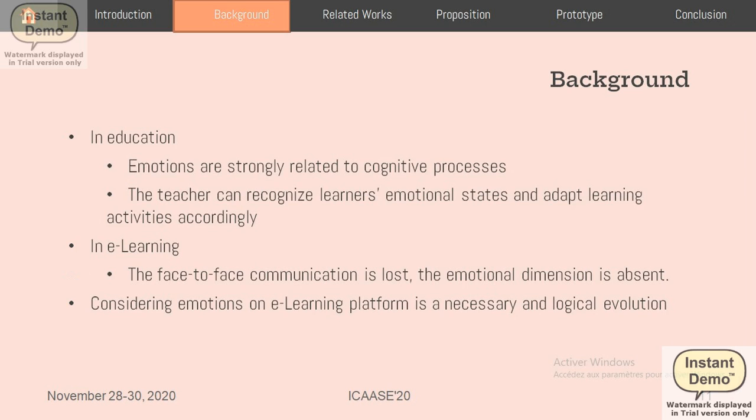For example, affective computing in education finds its importance in the strong relationship between emotions and cognitive processes like attention and memorization. The teacher can recognize the learner's emotional state as part of human-to-human communication. Then he can adapt learning activities accordingly. However, in e-learning or distance education, face-to-face communication is lost, along with a big part of the emotional aspect in human communication. Therefore, it is very necessary to consider an affective layer on e-learning platforms.